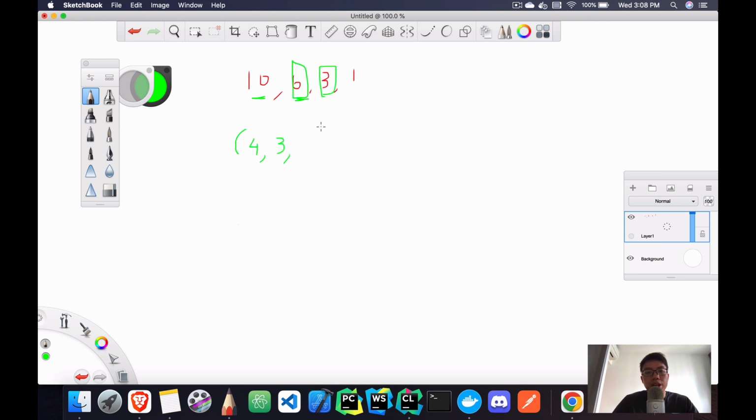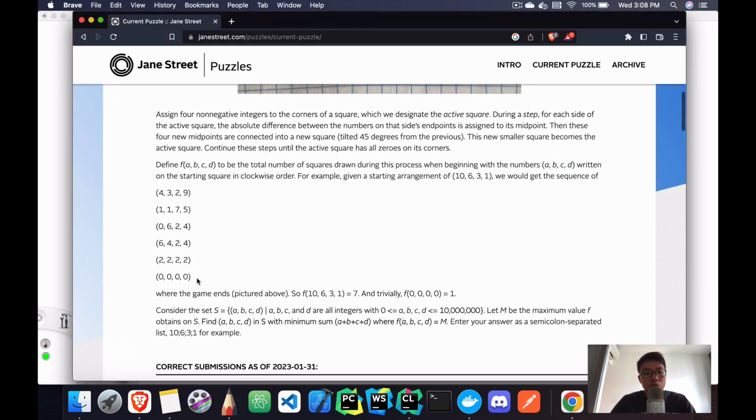The next difference that we'll be getting is 3 minus 1, because that's the next pair of adjacent numbers, which is 2. And the last one, because this tuple is actually circular, we'll get 10 minus 1, and this gives us 9. So this is the resultant tuple. And what we are supposed to do is keep computing the difference between every pair of adjacent numbers until we get our final tuple of 0, 0, 0, 0.